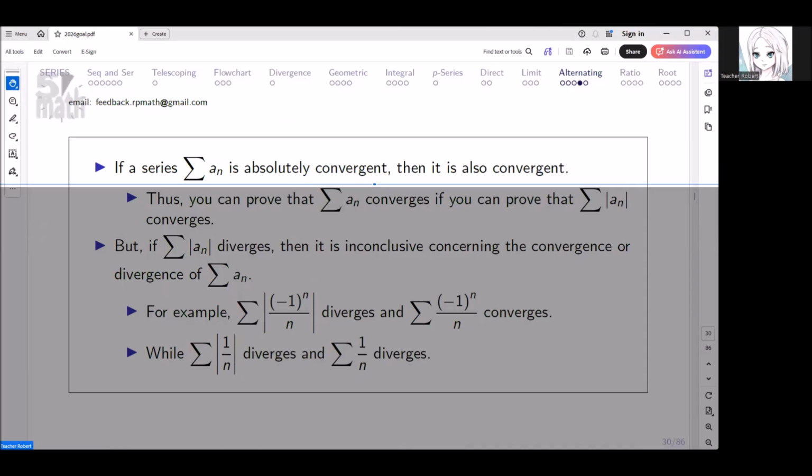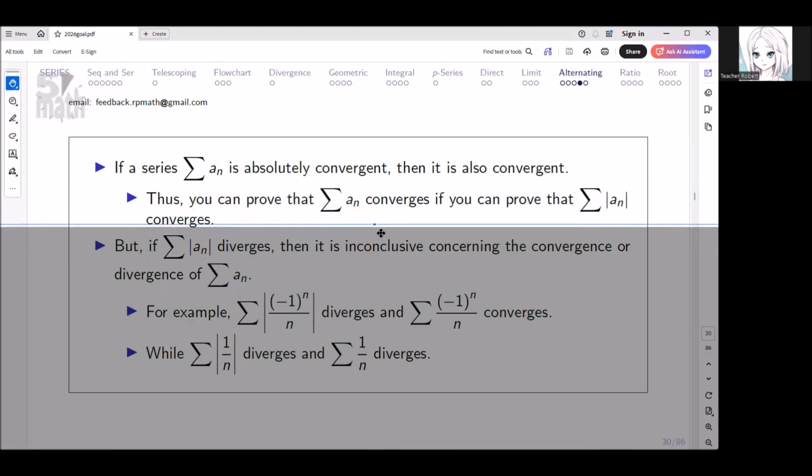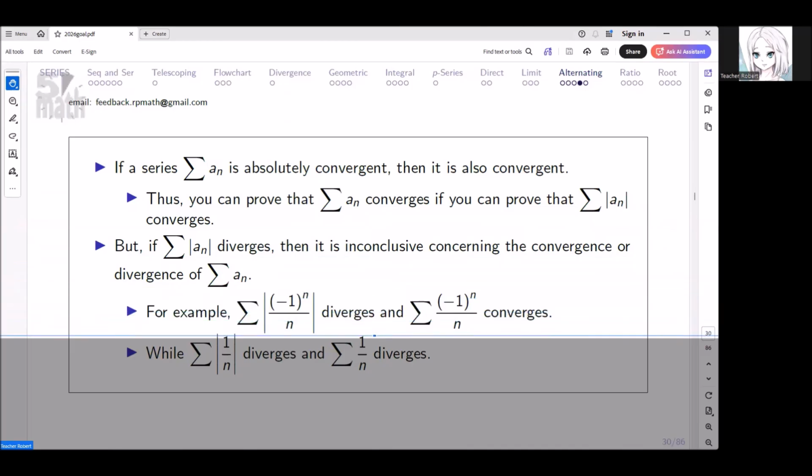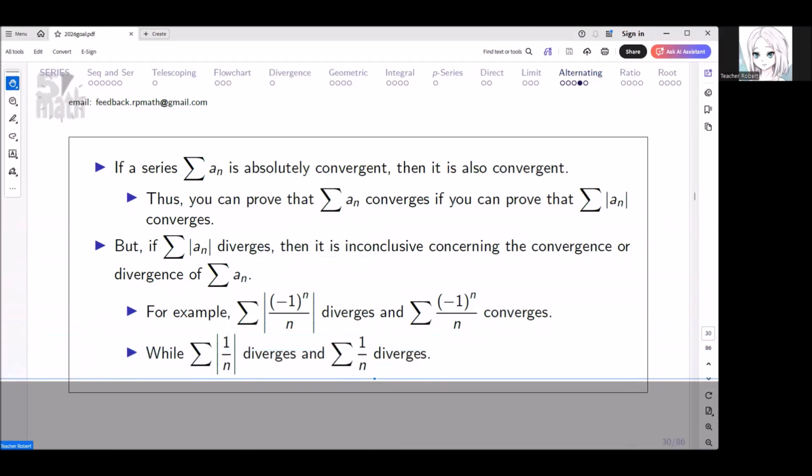If a series an is absolutely convergent, then it is also convergent. Thus, you can prove that the series an converges if you can prove that the series of absolute value an converges. But if the series of absolute value an diverges, then it is inconclusive concerning the convergence or divergence of the series an. For example, this diverges and that converges, while this diverges and that diverges.